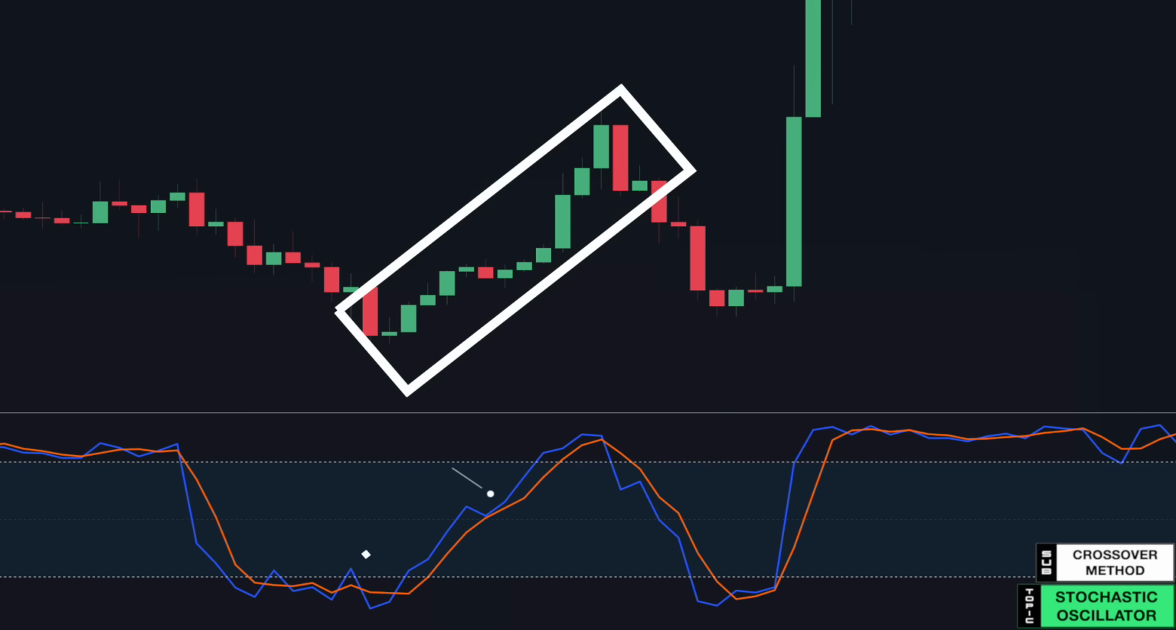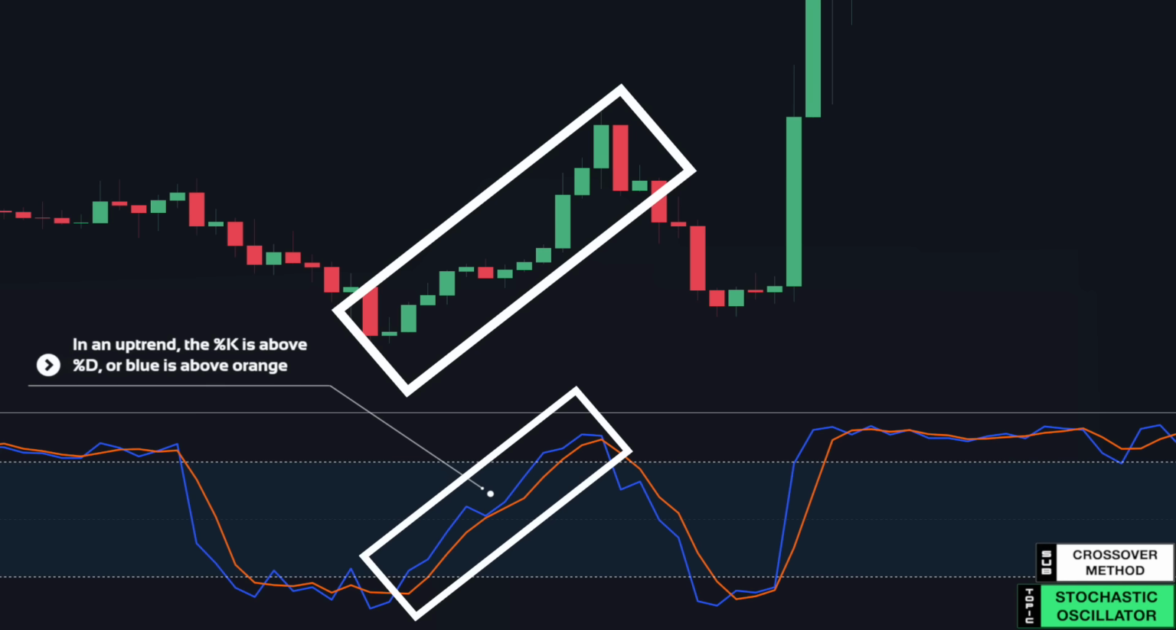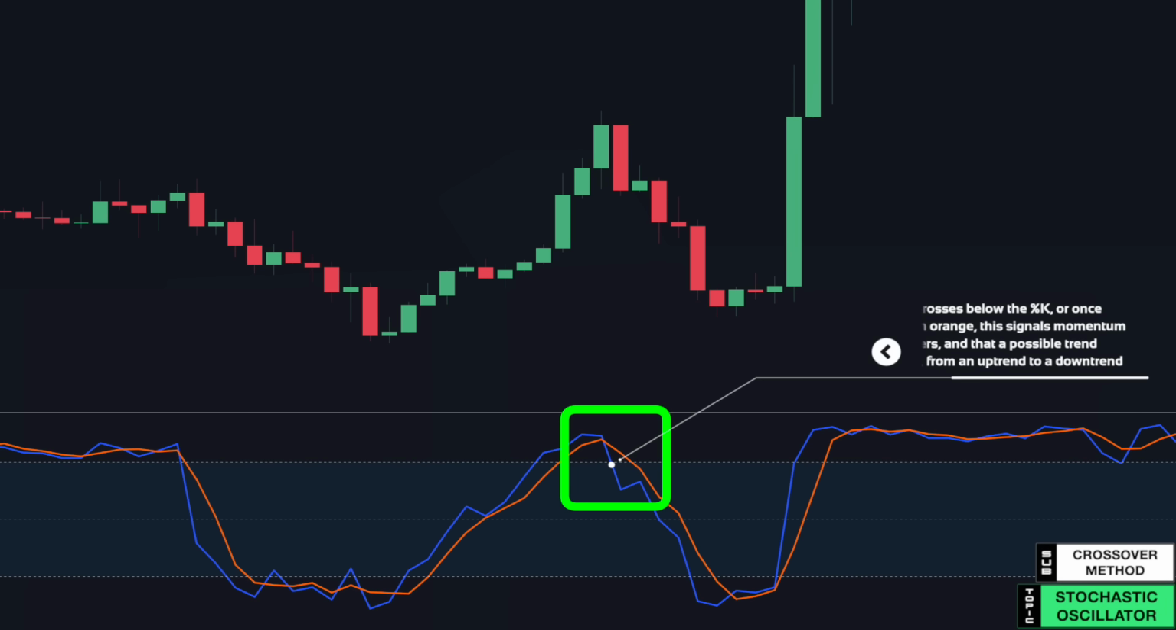In an uptrend, the percentage K is above the percentage D, or blue is above orange. But once the percentage D crosses below the percentage K, or once the blue goes beneath orange, this signals momentum loss from the buyers and that a possible trend change is coming from an uptrend to a downtrend.